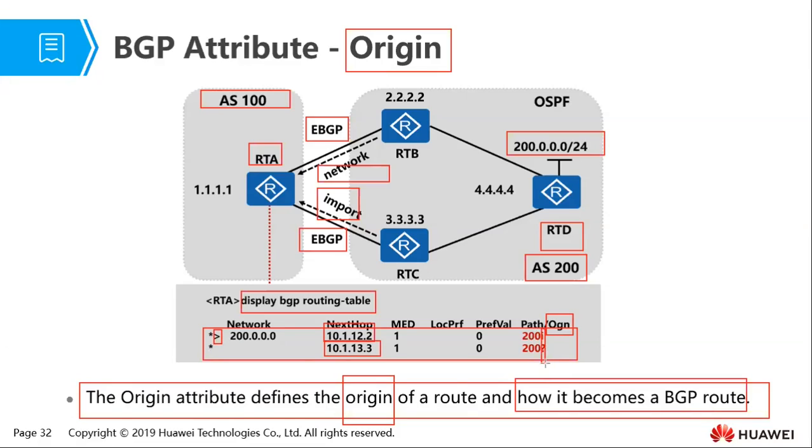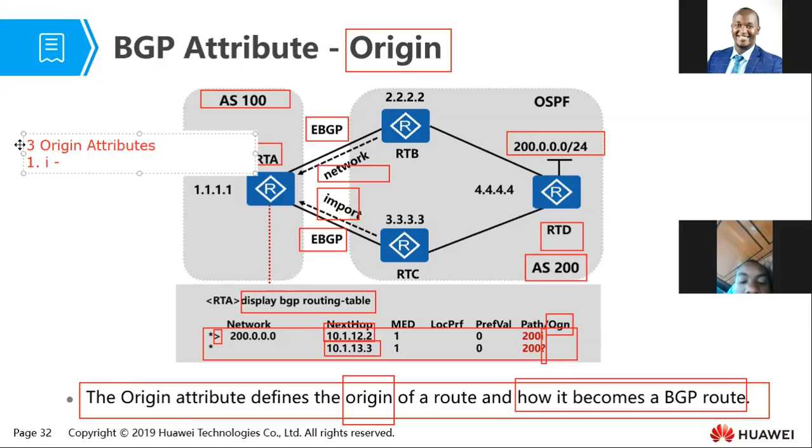Now here, the origins are represented by an I and a question mark. So let me explain. We have three origin attributes. The first one is called the I.